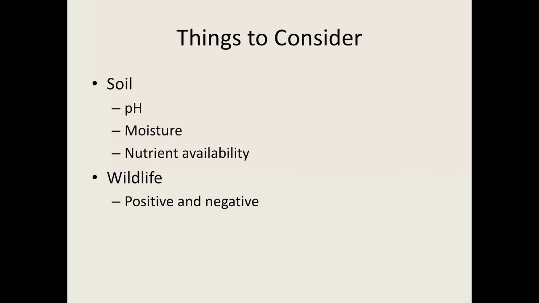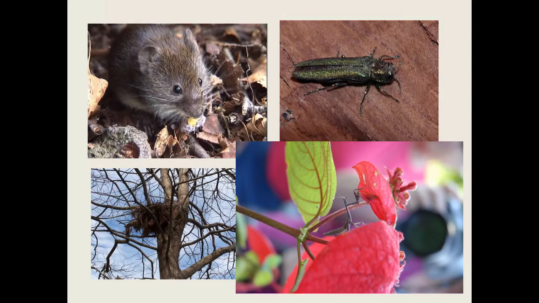So we do have to consider soil pH, and does the plant require something or prefer something? What is the moisture level? What is the drainage? What is the nutrient availability? And all of that plays back to pH. Are you going to have wildlife issues, both positive and negative?